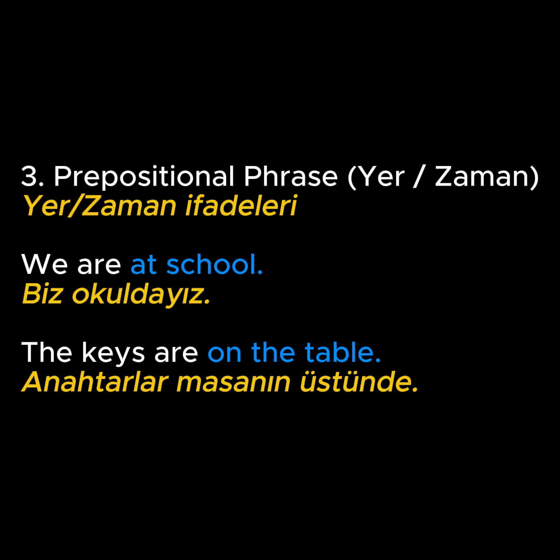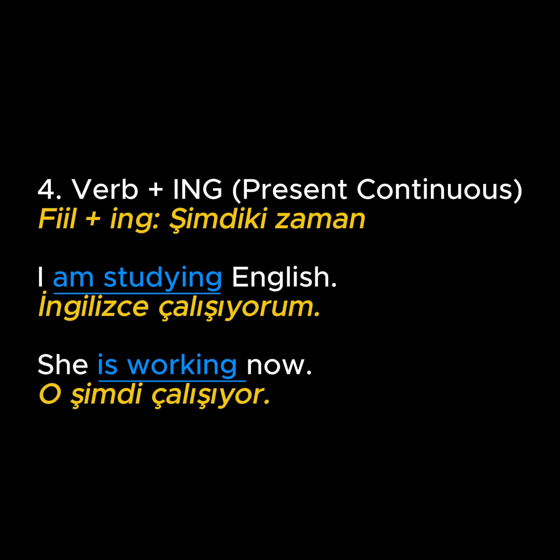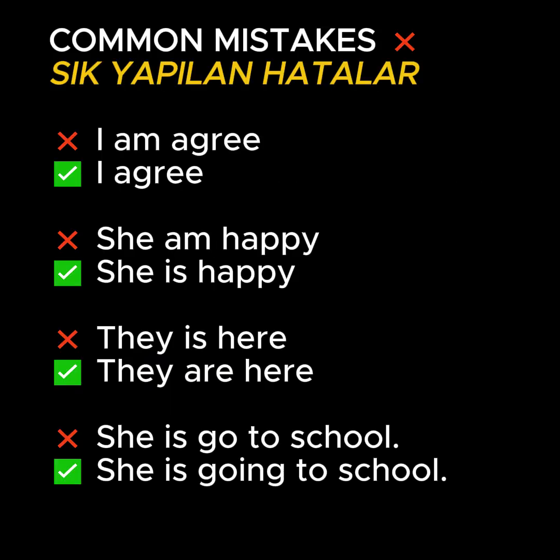Let's look at these examples. We are at school. The keys are on the table. 4. Verb plus ing, present continuous, such as, I am studying English. She is working now.